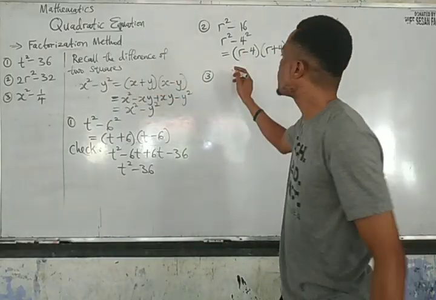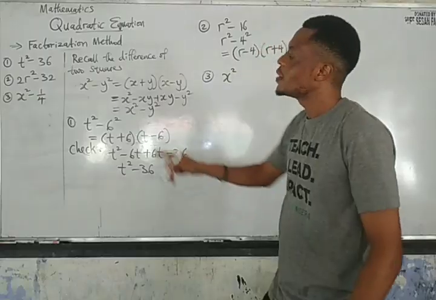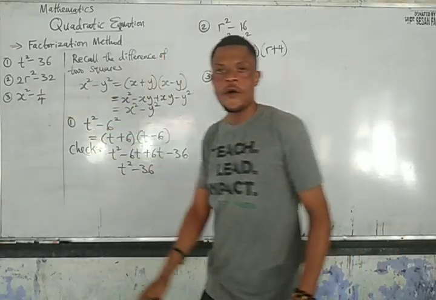For the third one, x raised to power 2, we now have 1 all over 4.